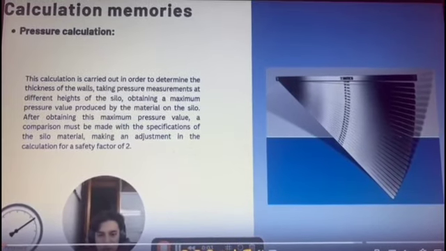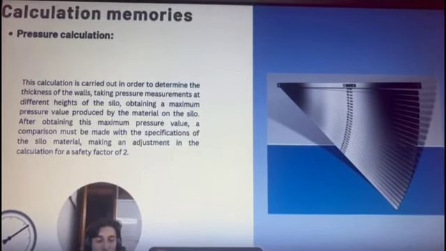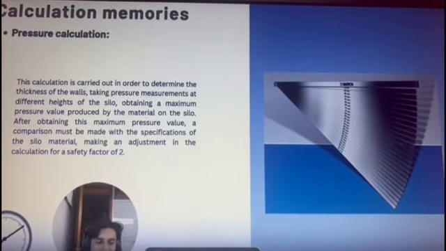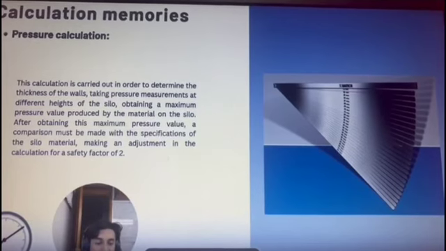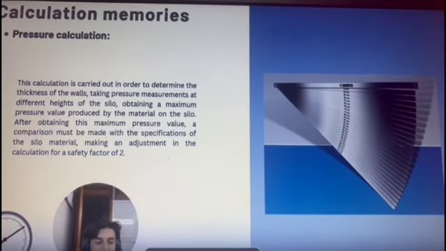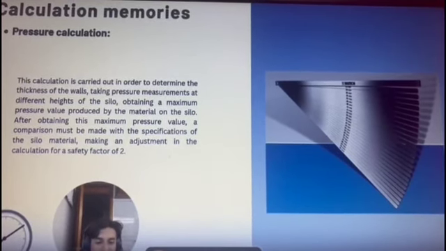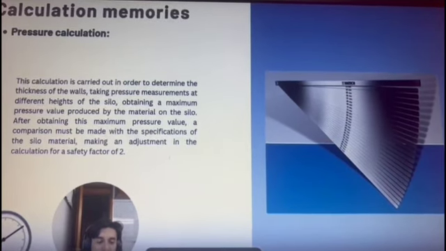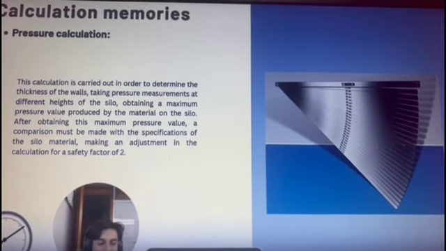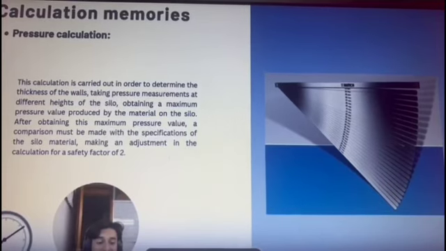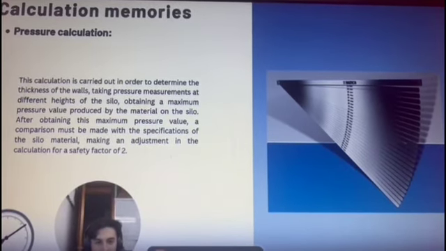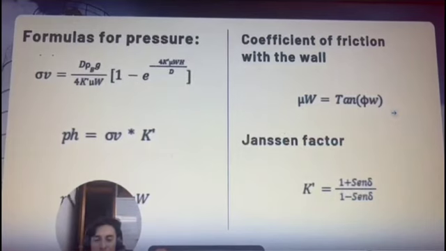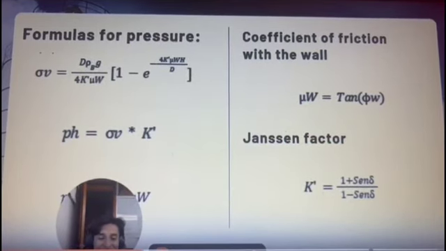Let's continue with the pressure calculation. This calculation is performed to determine the wall thickness by taking pressure measurements at different fields of the silo, obtaining a maximum pressure value produced by the materials on the top of the silo. It must be compared with the silo material's specification, and the calculation must be adjusted for a safety factor of 2. Next, we have the formulas for pressure, coefficient of friction with the wall, and Janssen factor.